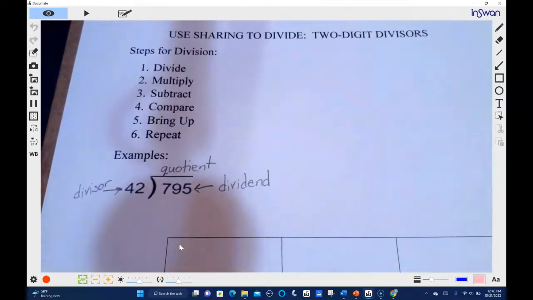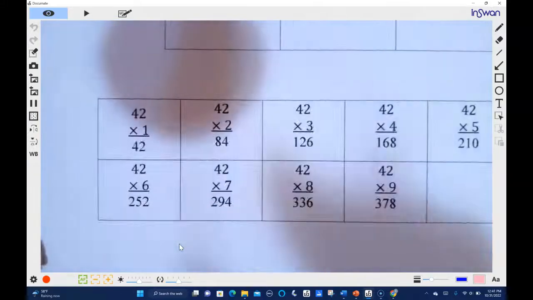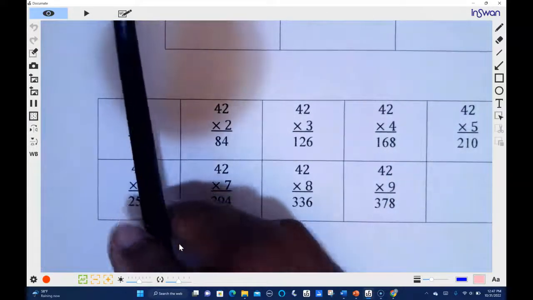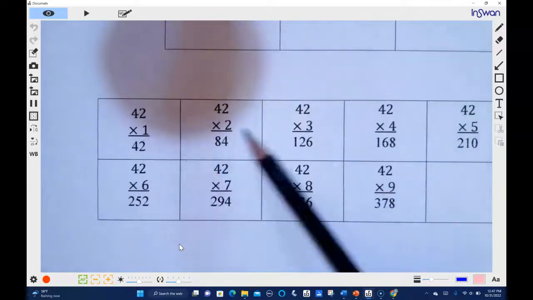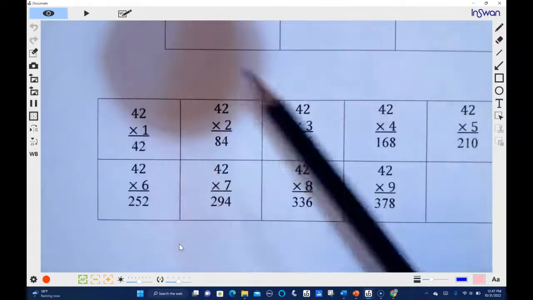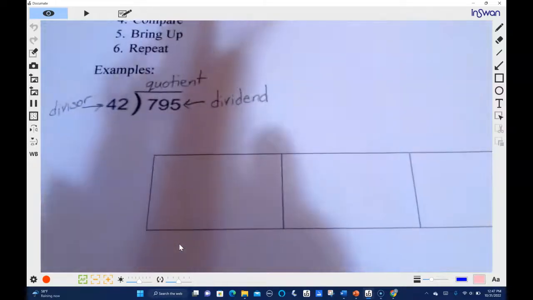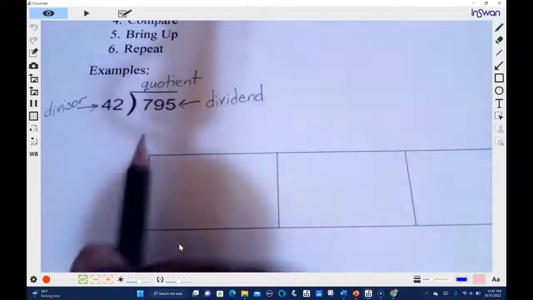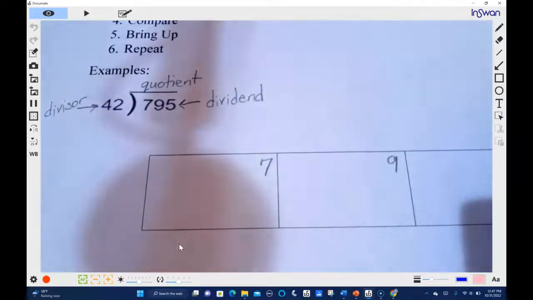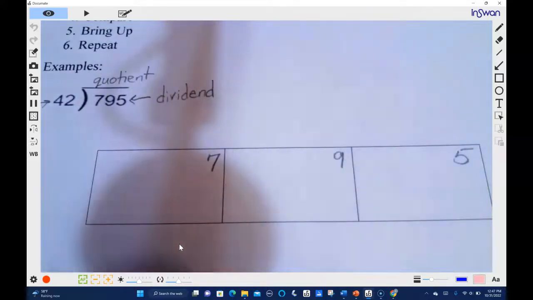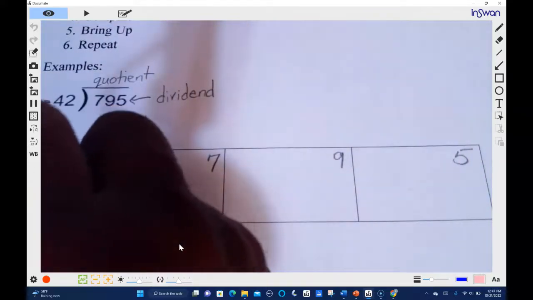So before I do any division, if you look at the bottom of your notes, you see I have multiplication facts. I took the divisor and multiplied from 42 times 1 all the way to 42 times 9. I wrote them out because I'm going to use this information to help me to divide. So let's move back up to our division problem. First thing I'm going to do, I'm going to take my dividend and write one number per box. So I have 7, 9, and 5. And we're dividing by 42.